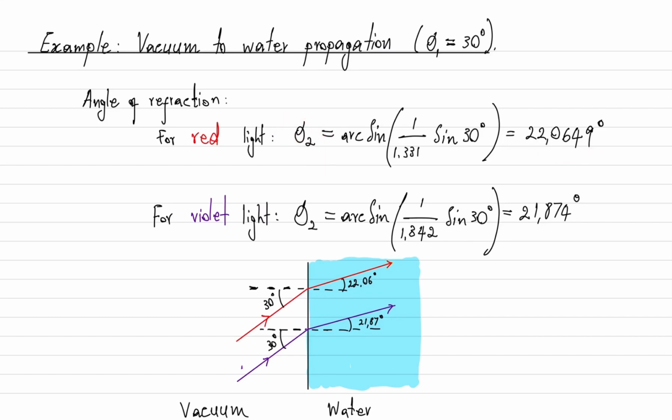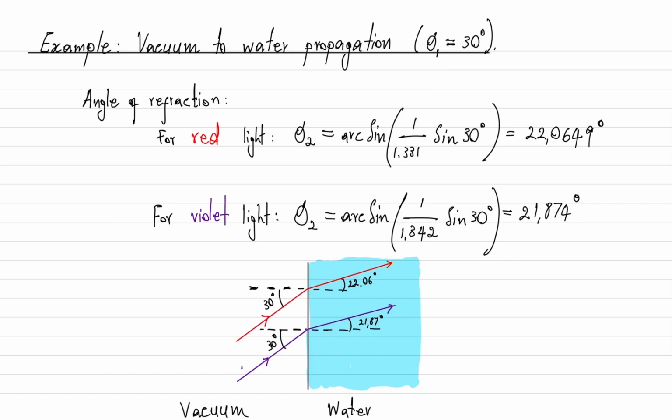I've prepared this earlier, but you're welcome to also try it out on your own and verify. The point is that when red light travels from a vacuum and enters water, it's going to be deflected so that it travels in a water medium at this angle. It came in at an angle of 30 degrees, but when it enters, it gets changed in direction so that its new direction is 22.0649 degrees. That is true for red light.